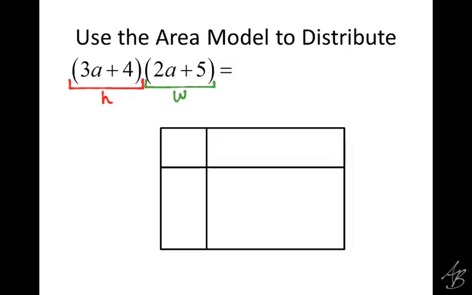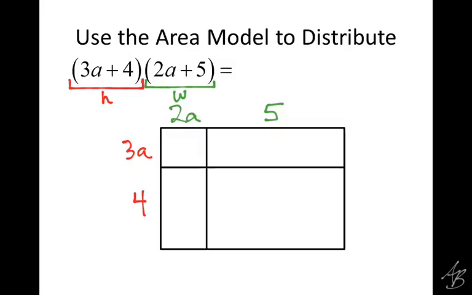Yeah, those are going to go on the left, and each of those terms is going to get its own row of rectangles. So this row of rectangles is going to have a height of 3a. This row of rectangles is going to have a height of 4. And then for our widths, this is going to be 2a and 5. Now what? Yeah, we actually have everything we need to find each of those areas, right?